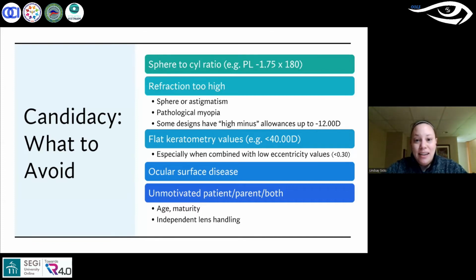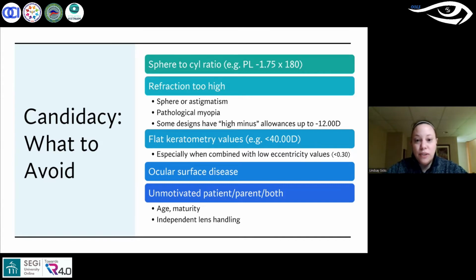Patients with flat Ks, keratometry values, can be very challenging to fit. The whole idea of this is that we are able to flatten the cornea and get extra flattening so that their Ks go more flat. So if they already are flat or on the flat side to start with, it's hard to get that extra flattening. And this is especially challenging when the cornea does not have a lot of eccentricity to it. So when it's kind of flat overall to begin with, getting that flattening can be a challenge.